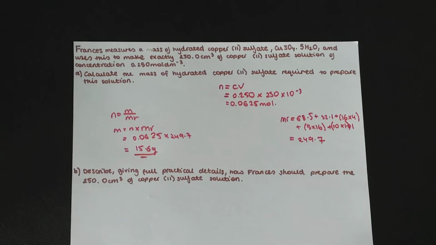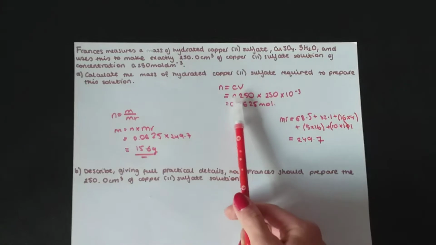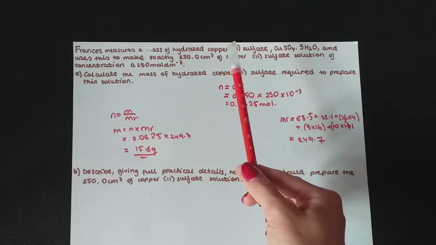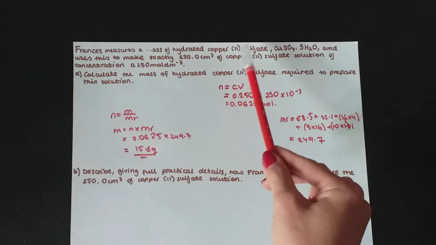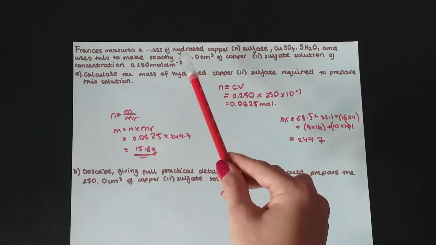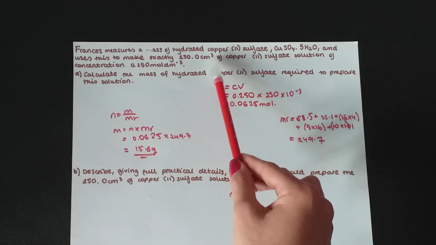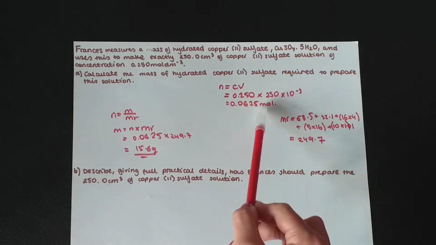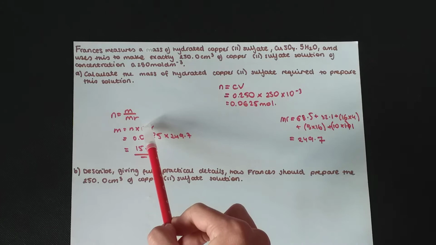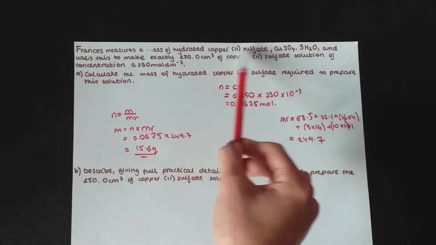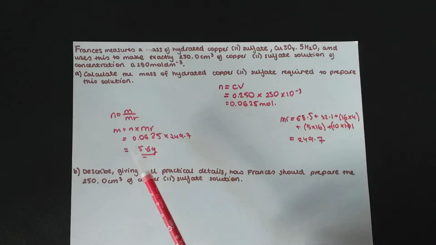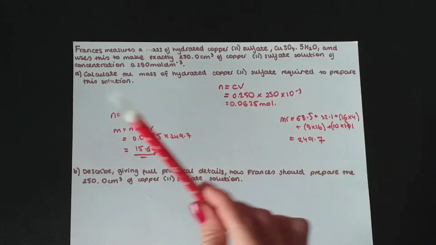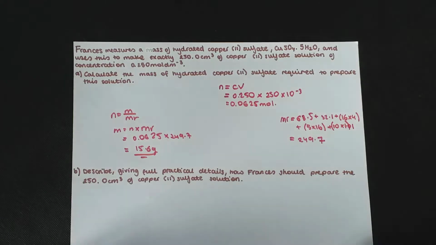So again, what we did, we found the number of moles of what we already knew. So we measured a mass of copper sulfate and we made a solution of 250 cm³ with this concentration. We found the number of moles. This is also the number of moles of the mass of the solid copper sulfate. We found the Mr of copper sulfate. We used the moles and the Mr to find the mass.